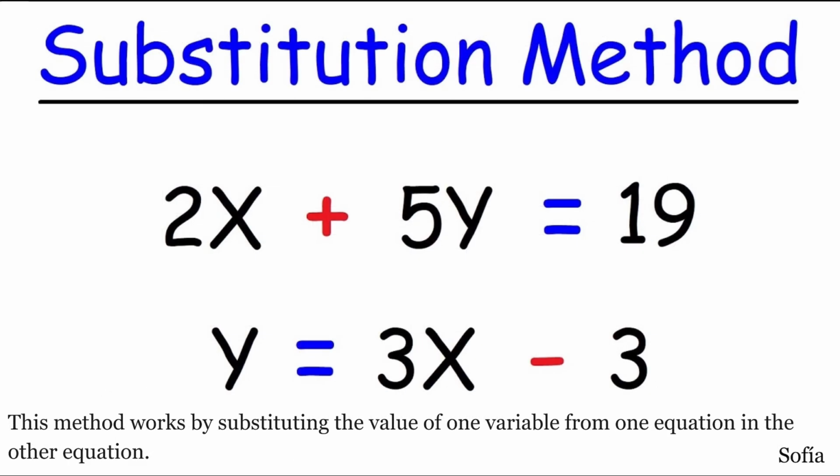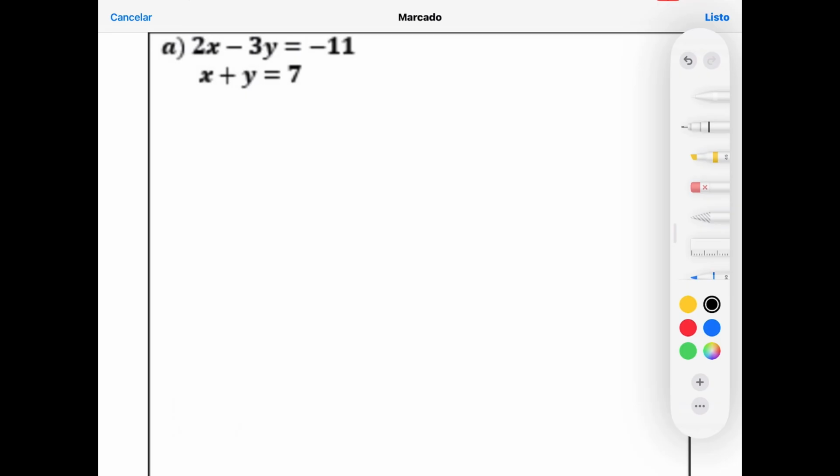I am going to explain the substitution method. This method works by substituting the value of one variable from one equation into the other equation. This is my example. We have two equations. Equation 1, which is 2x minus 3y equals minus 11, and equation 2, which is x plus y equals 7.